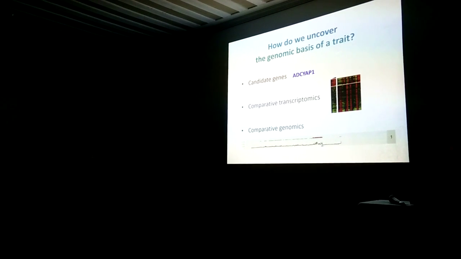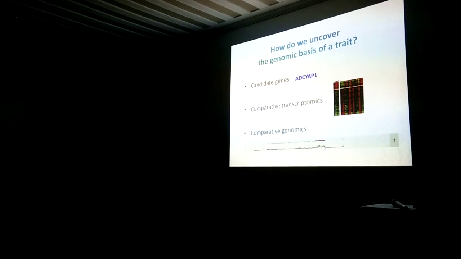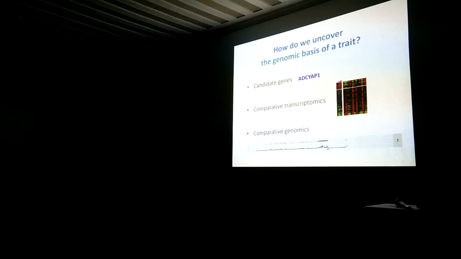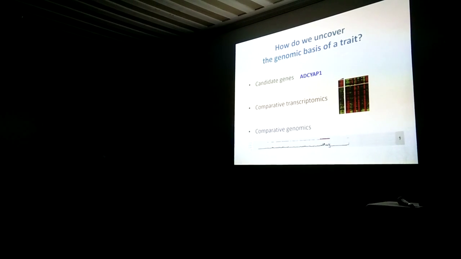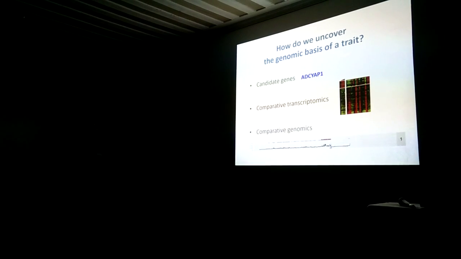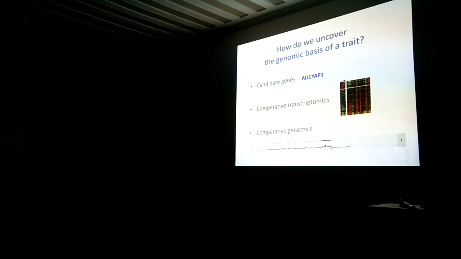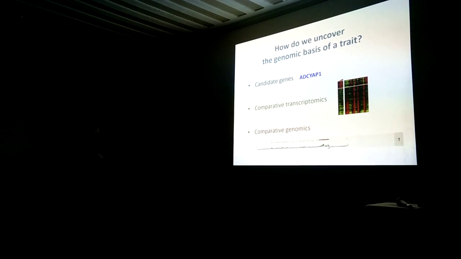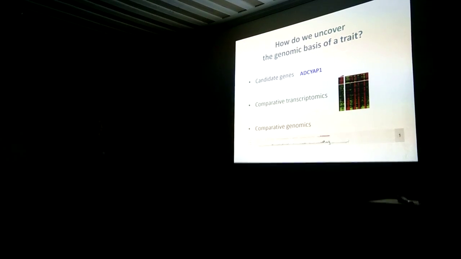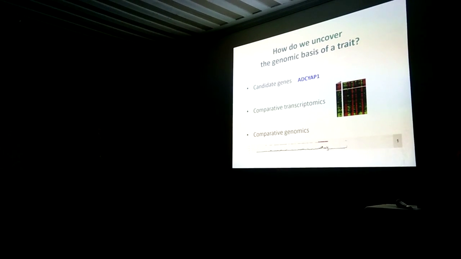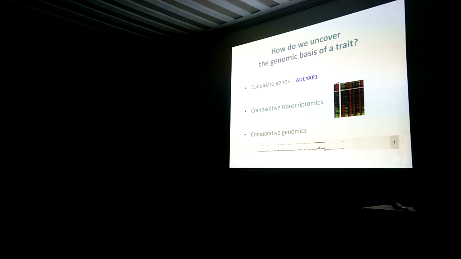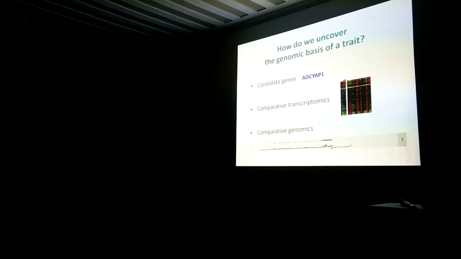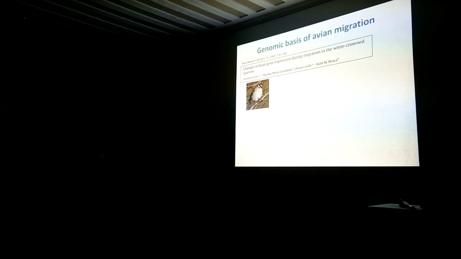We can look at candidate genes, so selecting a list of loci that we think are relevant to that trait. We sequence those loci, we look for sequence variation that relates to variation in our trait of interest. We can also do comparative transcriptomics, so sequencing expressed genes and looking for differences in gene expression that correlate to variation in our trait of interest. Or we can do comparative genomics, so sequencing full genomes and then scanning those genomes looking for regions that again show variation that relates to variation in the trait that we're trying to study.